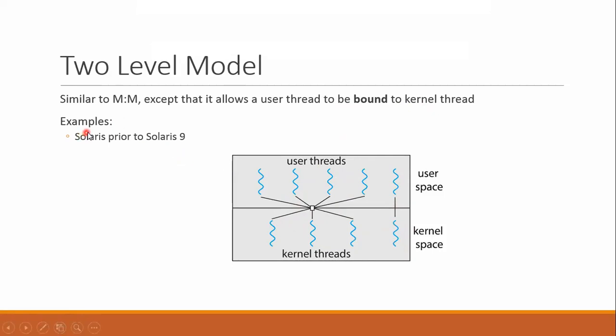An example of the systems that support this model is the Solaris operating system prior to Solaris version 9. So all the operating systems before Solaris 9 from the Solaris family were using the two-level model. However, starting with Solaris 9, the Solaris operating system also uses the one-to-one model.